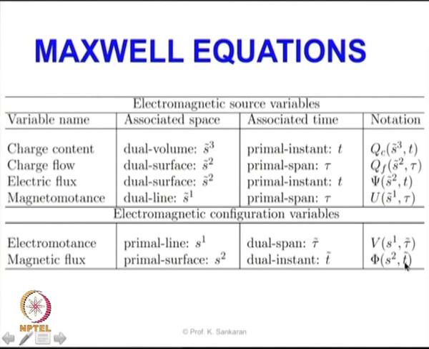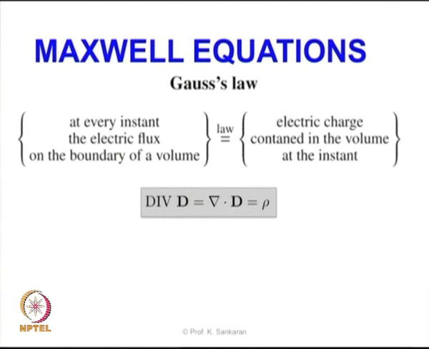With this as a motivation, we are going to do the Maxwell equations one by one. So let's start with the easiest one, the Gauss law. We have the divergence of D equal to rho. So let's write this one.